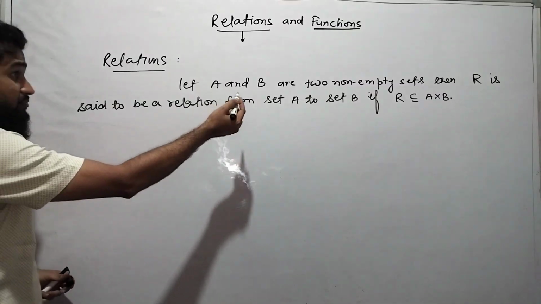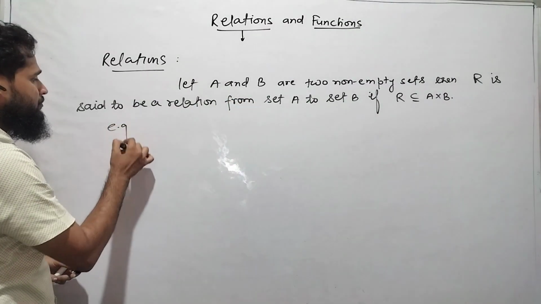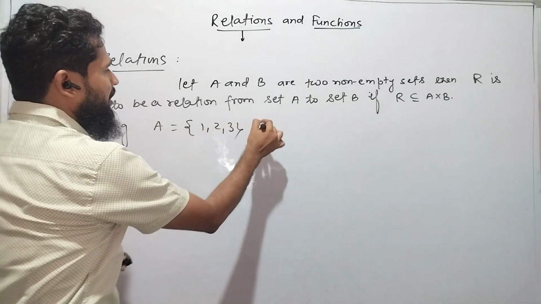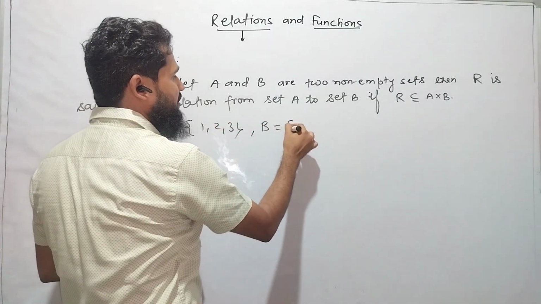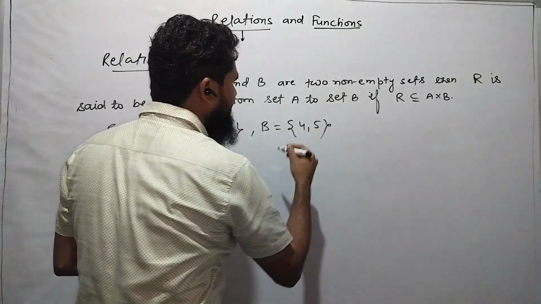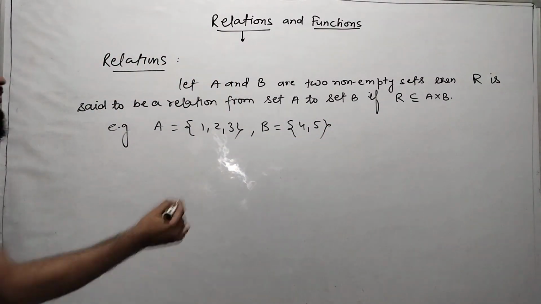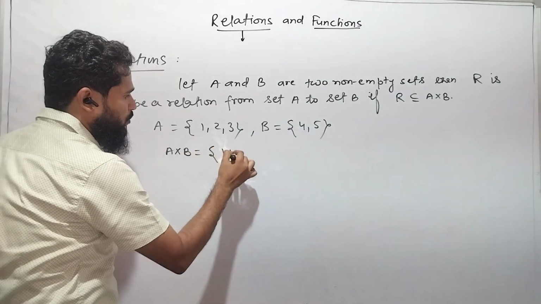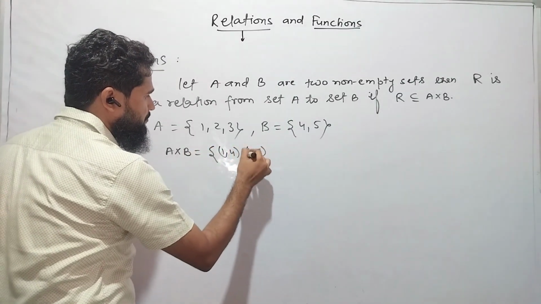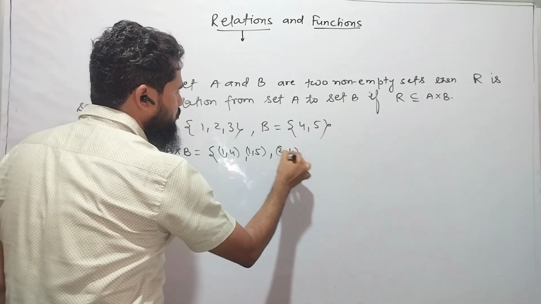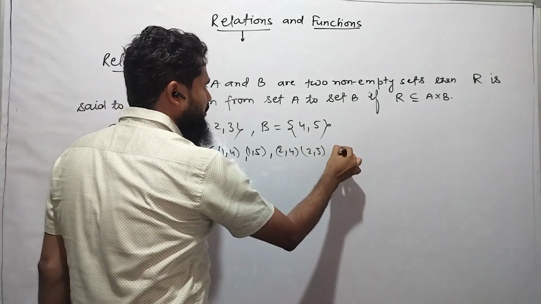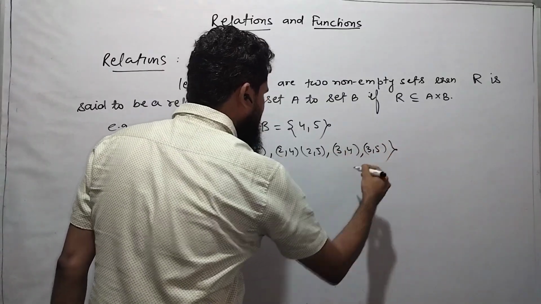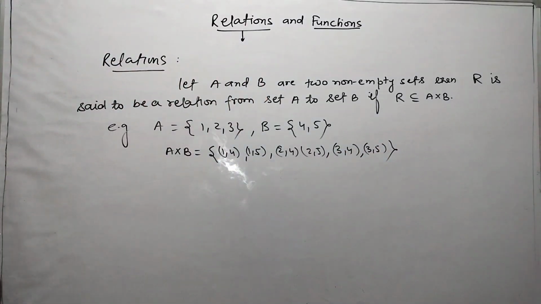Now, for example, let us suppose that A contains 1, 2, 3 elements and B is another set which contains 4 and 5 elements. Now, we know that A Cartesian product B can be written as (1,4), (1,5), (2,4), (2,5), (3,4), (3,5). This is the A Cartesian product B.